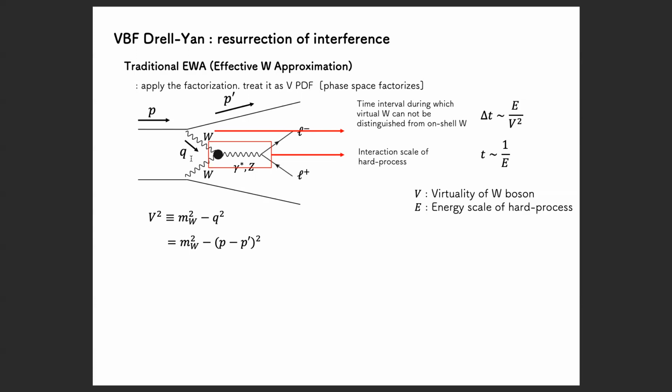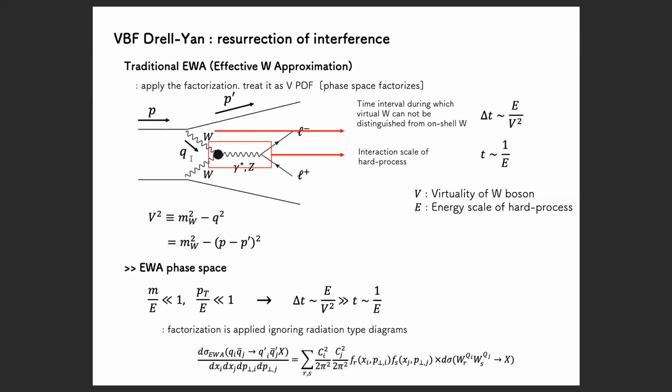And so here, this is the virtual W. If I define the virtuality of this W by V squared, the mass squared minus Q squared, the momentum of this guy, the typical time interval during which this happens is E over V squared. So the idea is if this delta T is much bigger than the time scale of the process, then this W in principle is optional. However, there is a time interval where a virtual W cannot be distinguished from the initial W, given by delta T here. If this delta T is much bigger than the time scale associated with the hard process, then effectively you cannot say whether this guy is on-shell or off-shell.